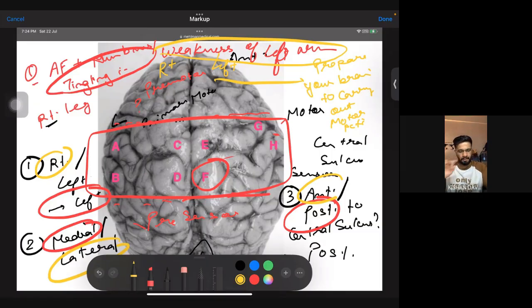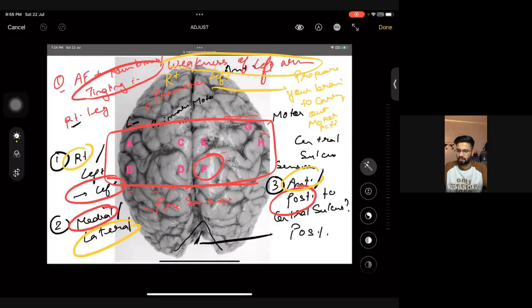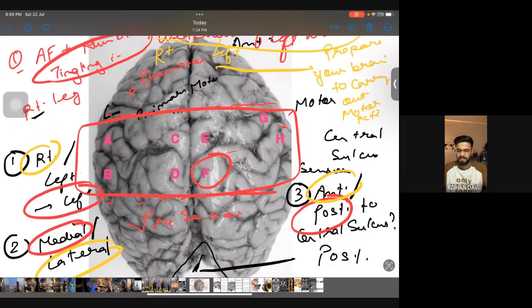Just don't worry about anything else. Remember these three concepts: contralateral, remember the reason. In medial and lateral, remember the upper limb, lower limb concept. And in the central sulcus, anterior is motor, posterior is sensory. Okay, so this is how they are going to ask you. So many questions will be coming in the exam. You will enjoy solving them.